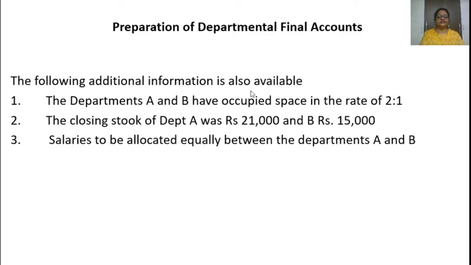The following additional information is also available. Departments A and B have occupied space in the ratio of 2:1. For rent we are going to use this. The closing stock of Department A was 21,000 and of B 15,000. Salary is to be allocated equally between Departments A and B.